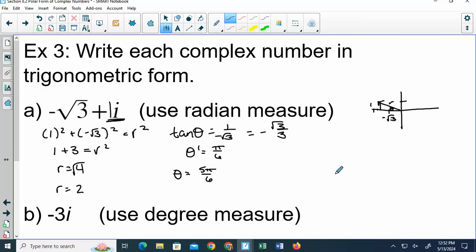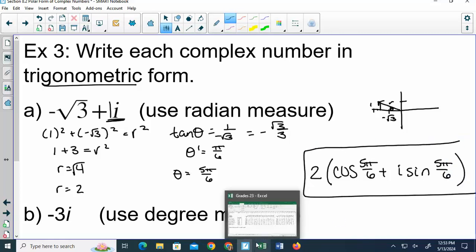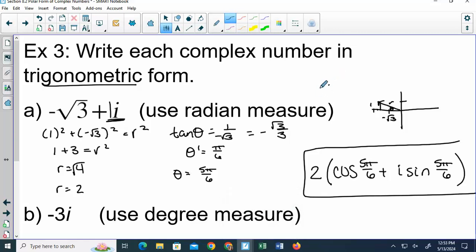Alright, so now the trig form, or the polar form, is just r times parenthesis cosine of theta plus i sine of theta. And that's from the formula we wrote down for what polar form is defined to be. Think about, like on your unit circle, cosine is the x, sine is your y. So we have the x plus i times the y.